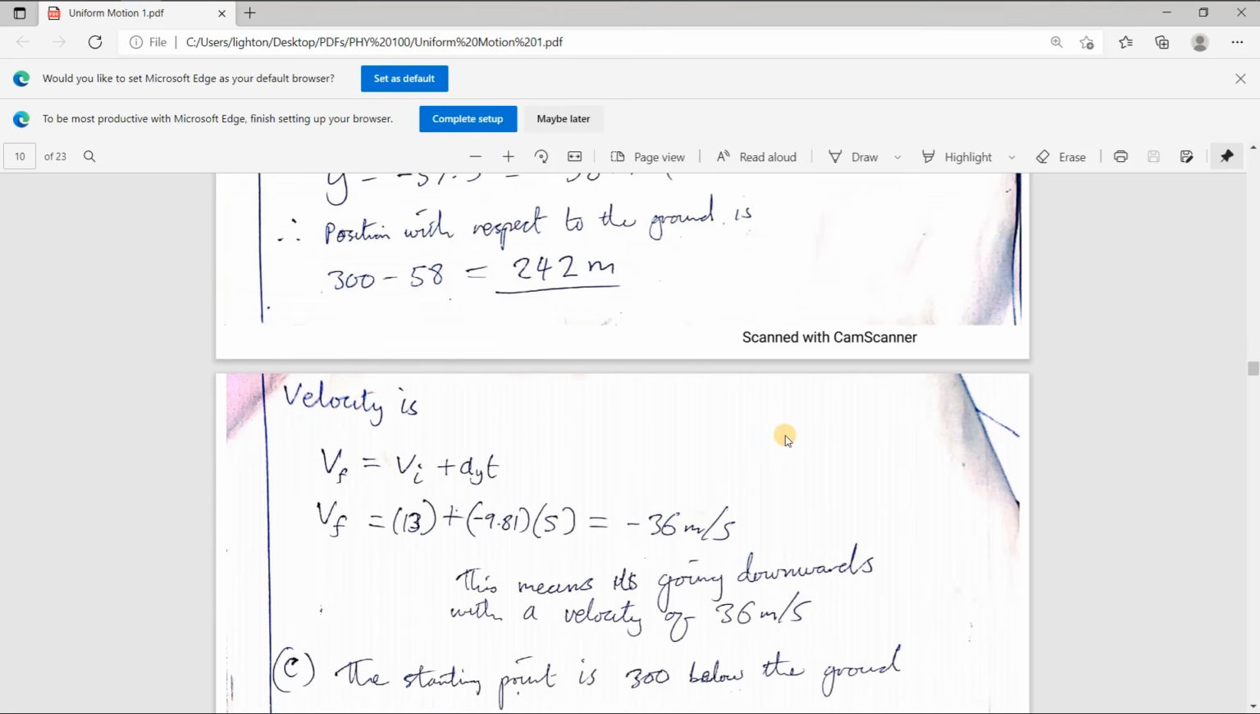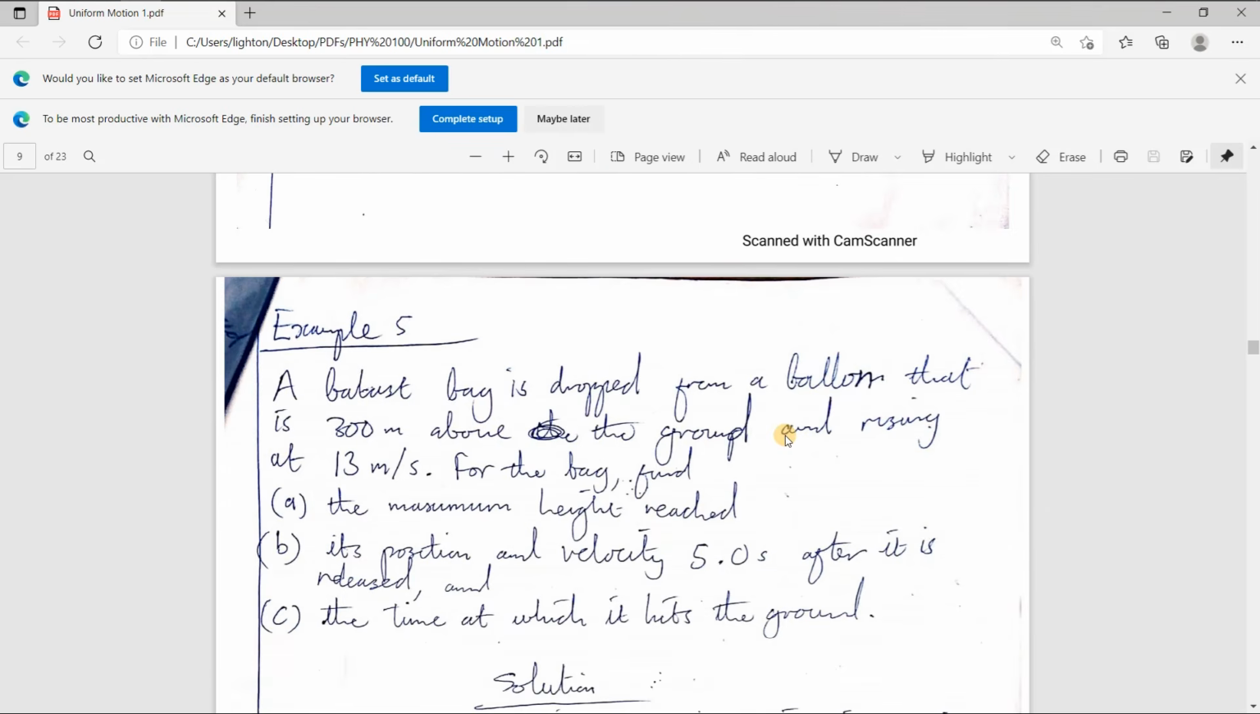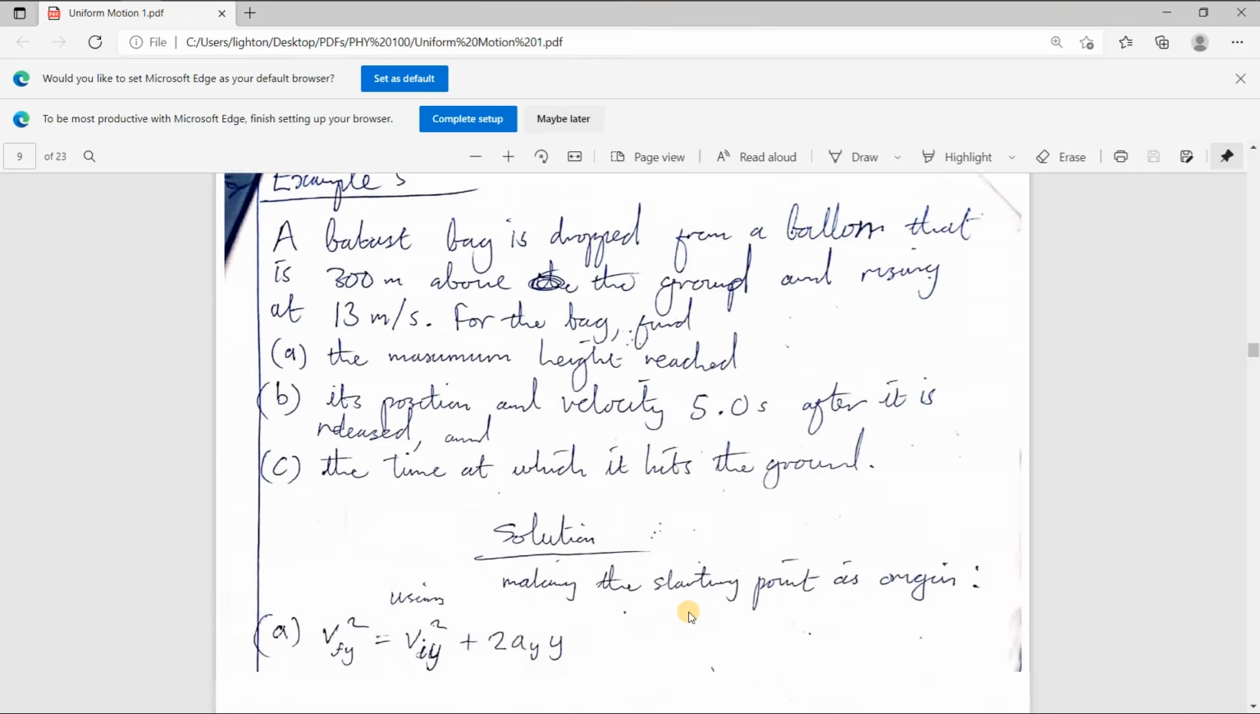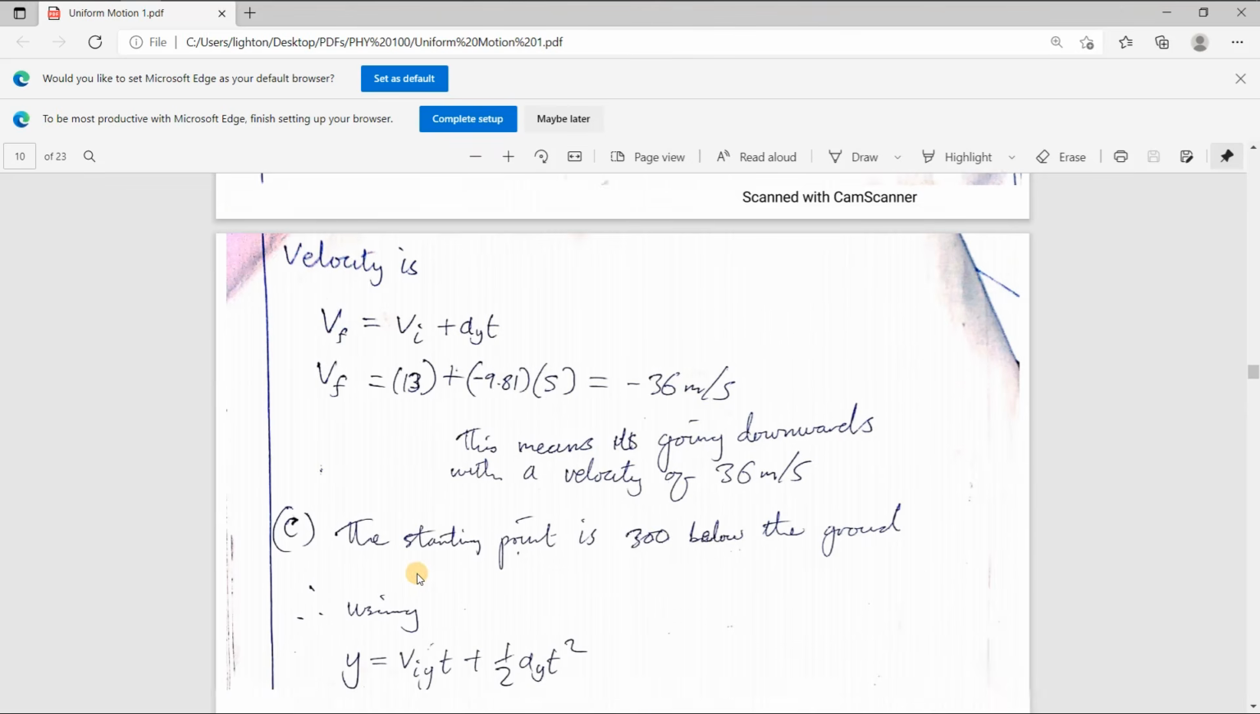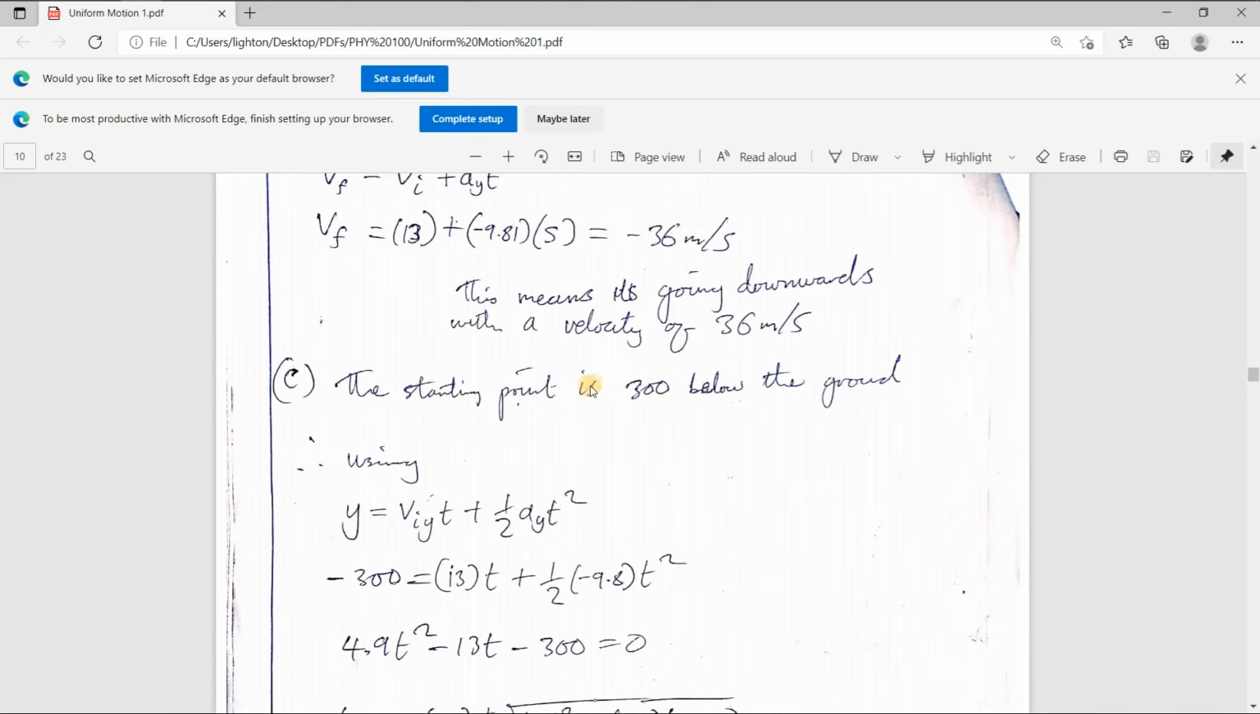Simple. Now let's look at part C. Part C is the time at which it hits the ground. For that, we just have to use the total displacement covered. So the starting point is 300 meters above the ground. That's what we know. Now using y = v_iy t + ½ a_y t², the total displacement is just negative 300. Okay, negative 300 is equal to 13t plus ½ times minus 9.8 t squared.